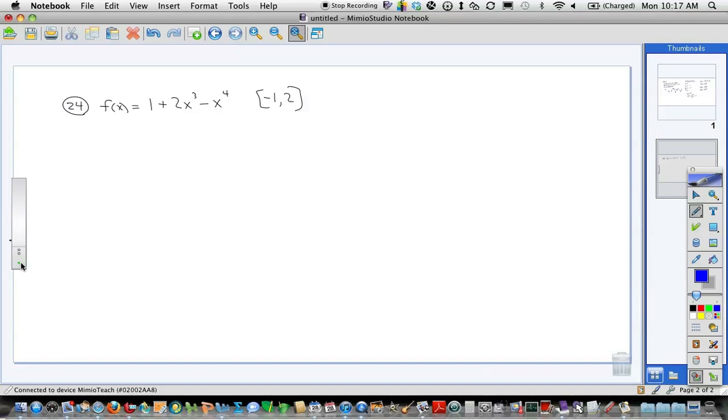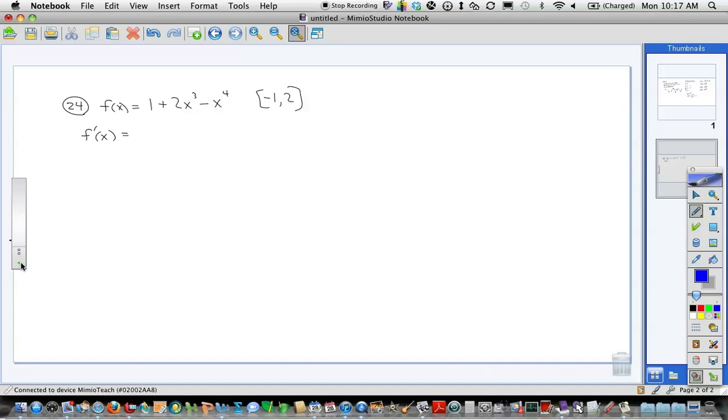All right? Now, I'm going to do something here. Well, I'm not going to start it yet. So, we've got our endpoints, so the only thing we have to do is find when the derivative is 0. So, the first thing would be to do the derivative. Okay? So, we're going to find f prime of x.